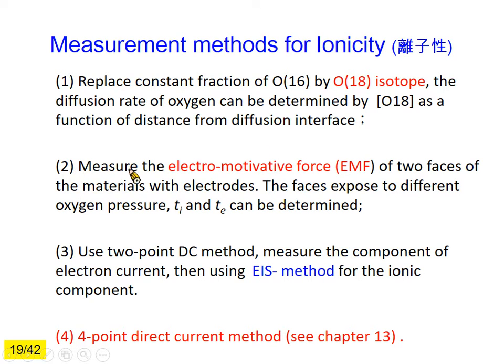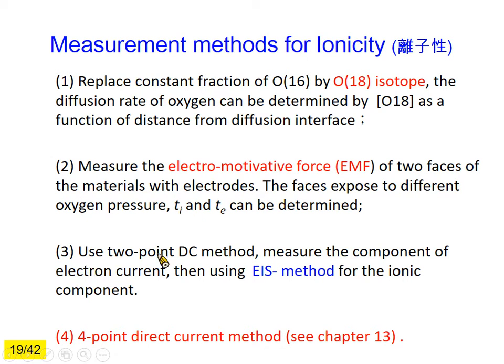And the second, we can measure the electromotive force that we just mentioned in the previous slide, of the two phases of the material with electrodes. The phases are exposed to different oxygen partial pressures, PO1 and PO2. Then we can measure the ti and te values. After we measure ti and te, we can know the amount of ionicity of this material at the specified temperature and also the reducing condition.